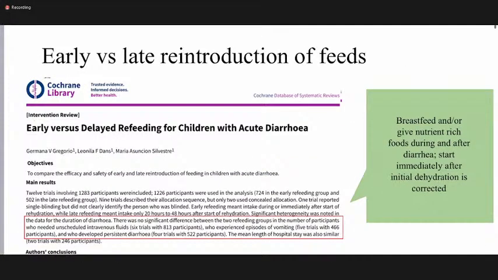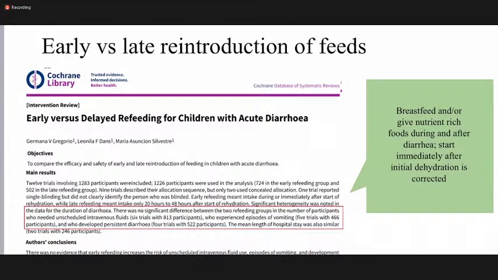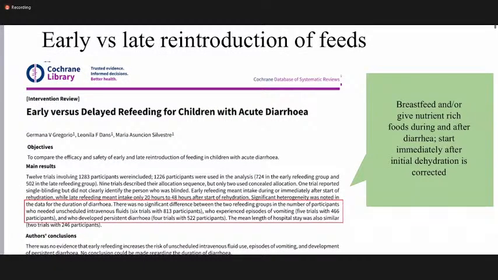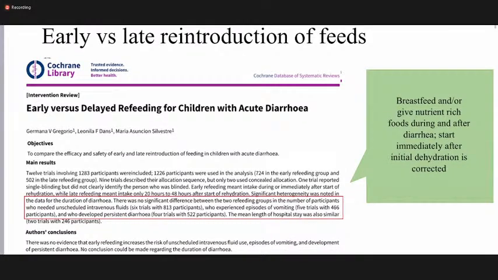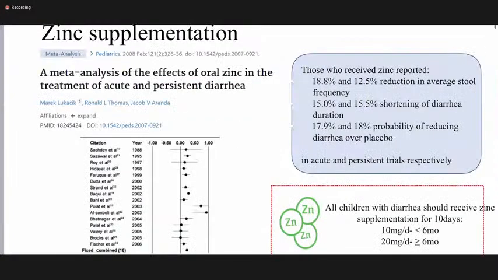Now, there was a study on whether we need to, as I said, wait until later on to reintroduce feeds or just introduce feeds early on. And there's evidence to suggest that early feeding is actually better than delayed feeding for children with acute diarrheal illnesses. Next slide, please.